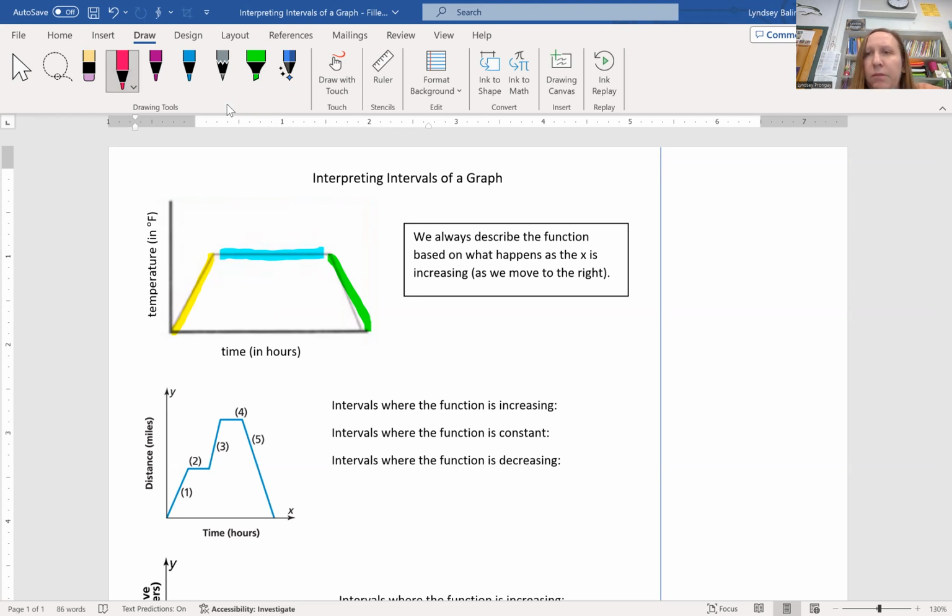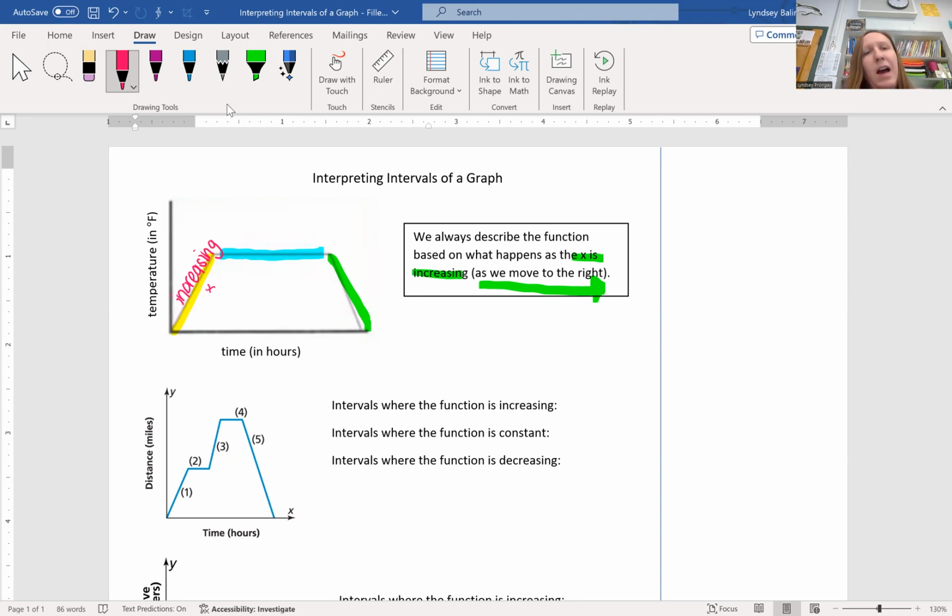Now, when we describe intervals and what's going on in a function, we always talk about what's happening as the x is increasing, meaning as you move to the right across the graph, what is going on with those y values? So in our first piece, which I highlighted in yellow, as we move along the graph, it is going up. So we have our time in hours, our temperature in degrees Fahrenheit. So as time increases, in our yellow piece, it's going up. So this would be a piece where we say our function is increasing. If we're talking about its slope, even though there's no numbers on our graph, we would know that this is a positive slope. Now this is going to apply to curves as well. So it's not necessarily always just going to be slope, but in a linear chunk, that would be a positive slope. So increasing, as our x is increasing, our y is also increasing. Our y is going up.